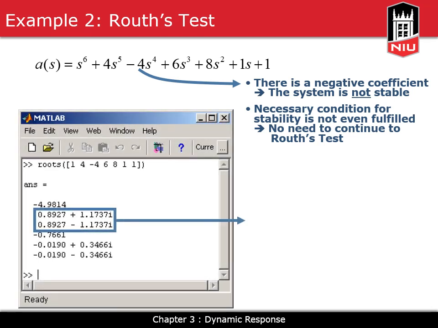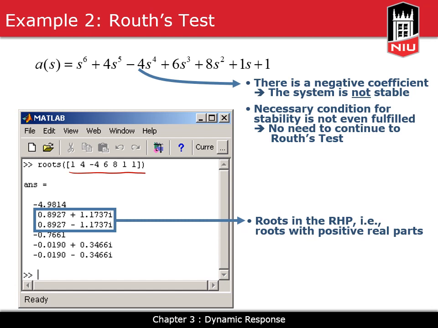Again, we will find the roots of the characteristic polynomial. Just give the coefficients of the characteristic polynomial to the roots command. It'll find the roots for you. Two of the roots, as you can see, have positive real parts. That means they are in the right half plane. So that means the system is unstable, and our answer is confirmed.